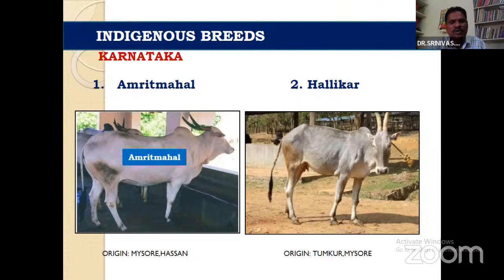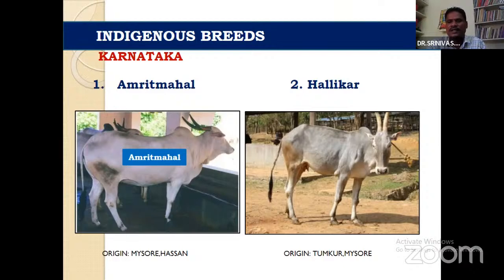Amrit Mahal originated in the Mysore-Hassan area, where the Maharajas of Mysore were very much interested in this breed of cow. We even have a farm of Amrit Mahal. These animals were even used for defense purposes. The color is usually white, and the horns are very sharp. You can see these animals in the Mysore and Hassan areas. They are also used for milk, though it is not a high-yielding breed. Usually the males are used for plowing.